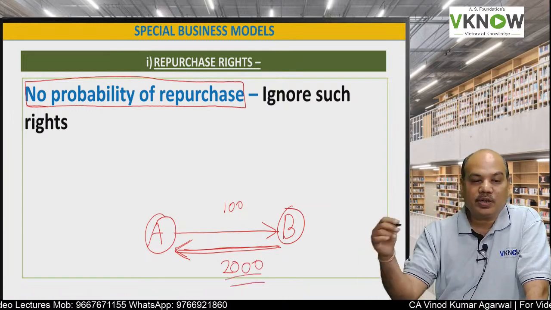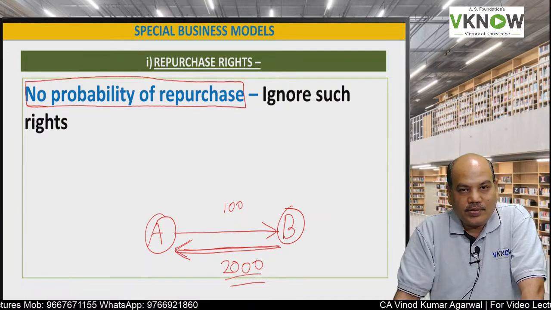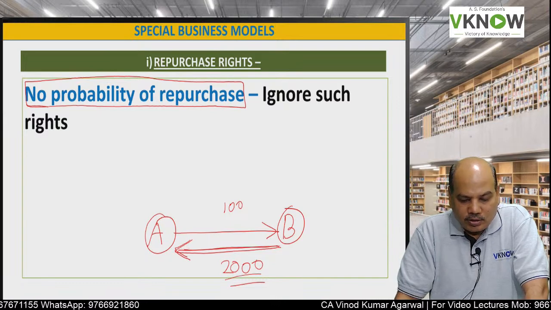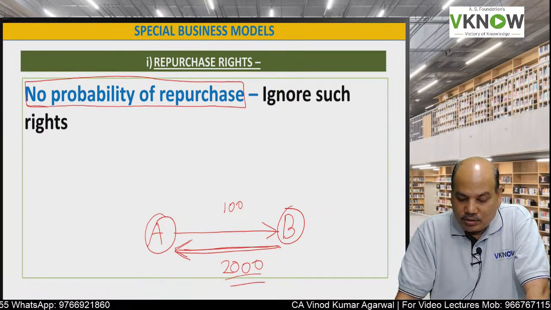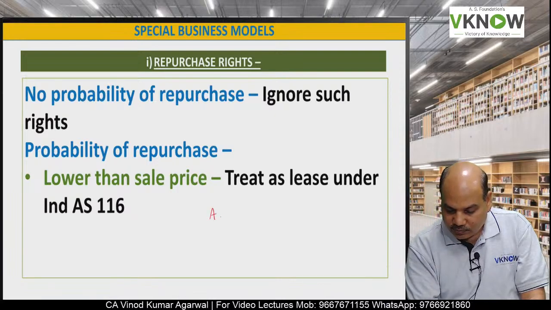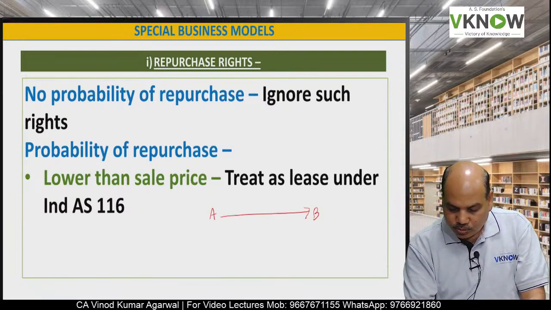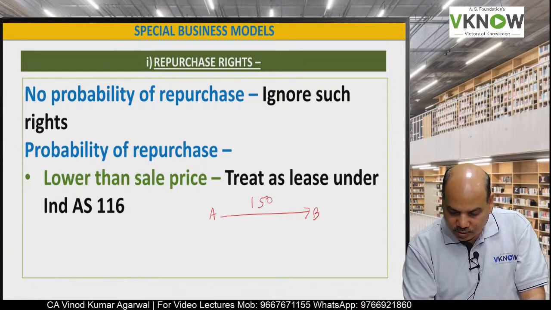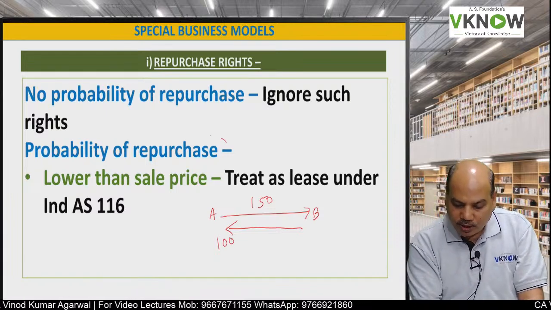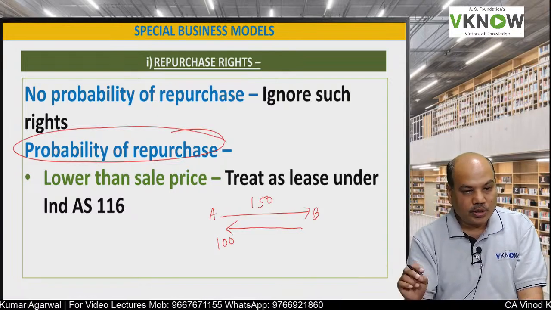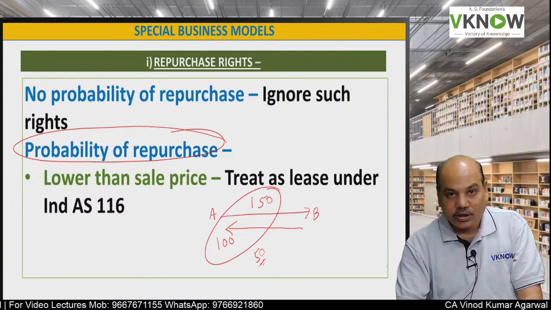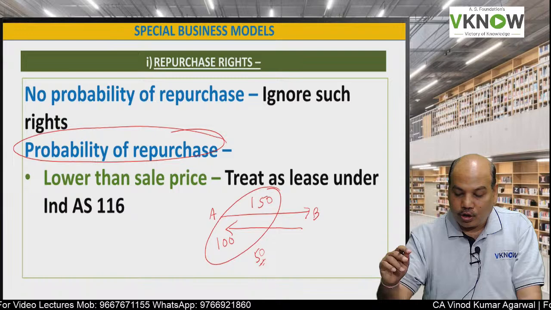A sells goods to B for 100 rupees, and after 3 months A has a right to repurchase it for 2000 rupees, which means there is a 100% probability that this will not be repurchased. Now, if there is a probability of repurchase, A sold to B for 150 and A will repurchase from B for 100 rupees. So what the standard says: the difference of 50 is a form of lease rental.